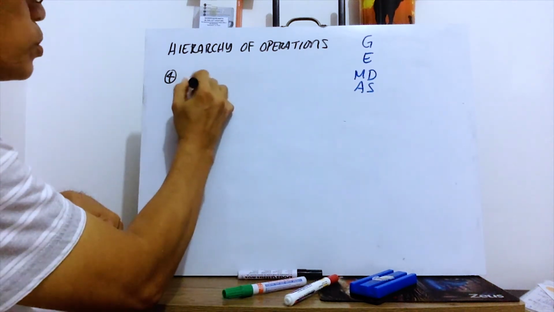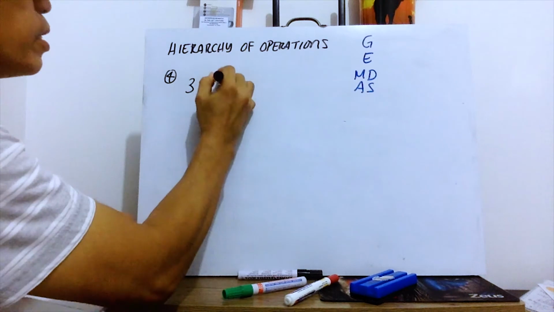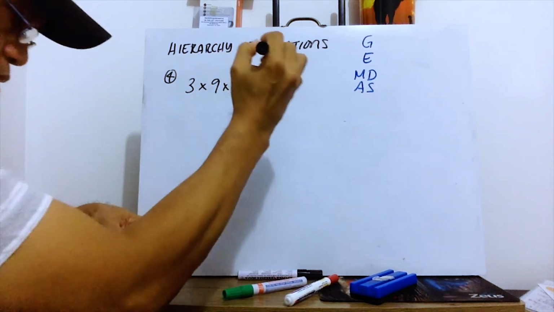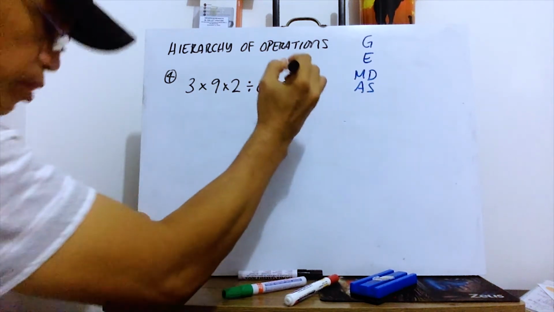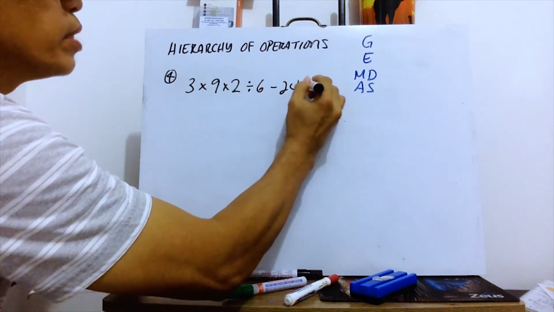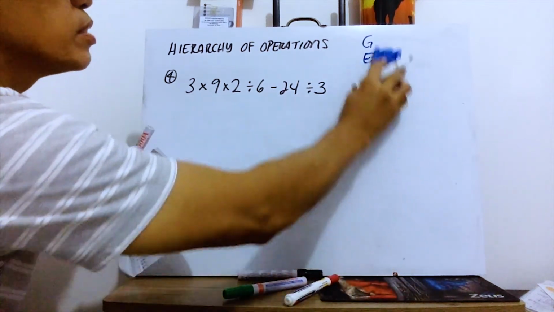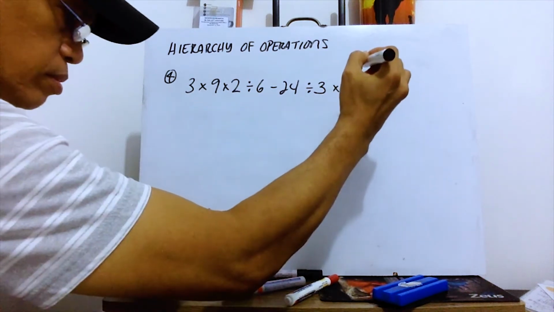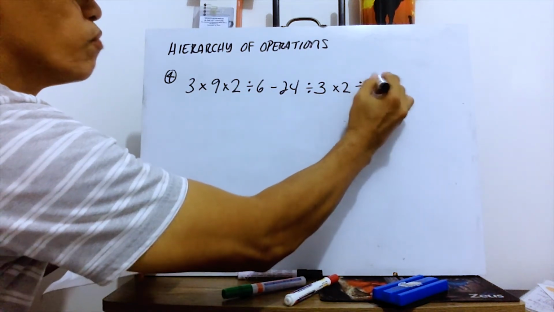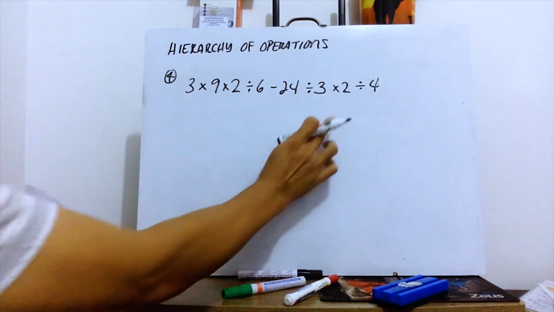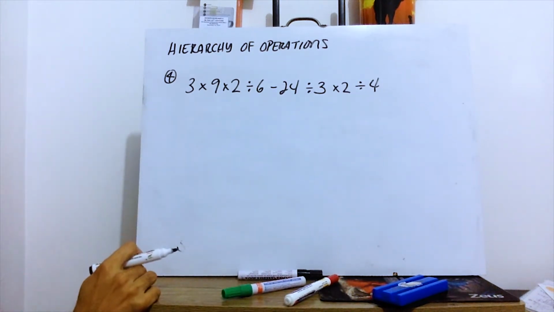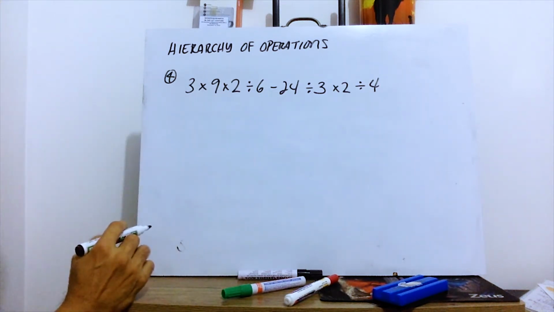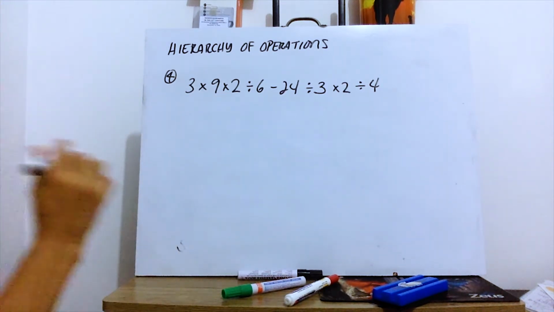Okay, so 3 times 9 times 2 divided by 6 minus 24 divided by 3 times 2 divided by 4. Wow, look at that. It's so long, huh? All right. A combination of multiplication and division. Solve it left to right.